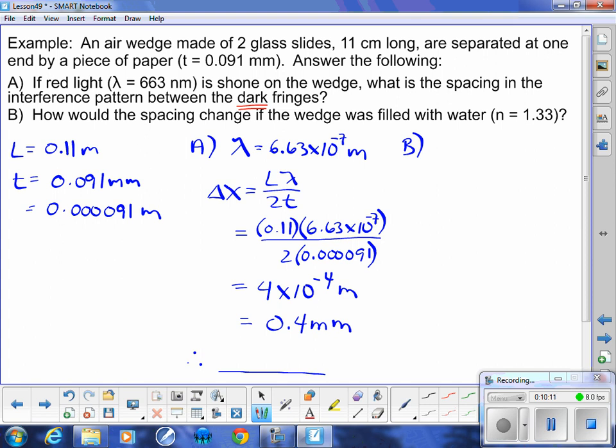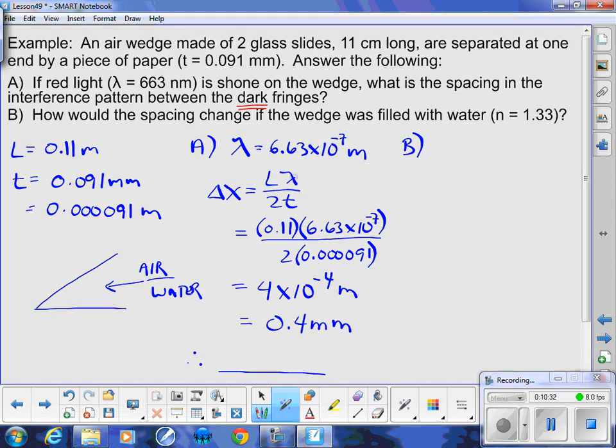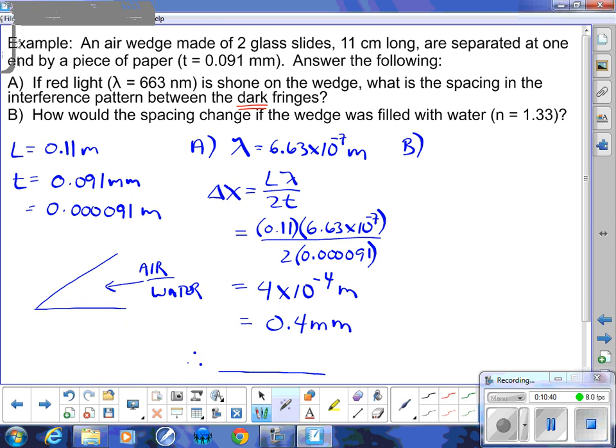All right, B part. How would the spacing change if the air wedge was filled with water? Remember I said between the two pieces of glass, the medium in there can be a couple of things. We assumed air for the first one. Now in B part, we're going to put water. The only thing that really changes for us is the lambda involved in this equation. So we need to figure out, what's the wavelength of light when it enters water? This is when you look back on your formula sheet and find that equation that calculates our new wavelength.